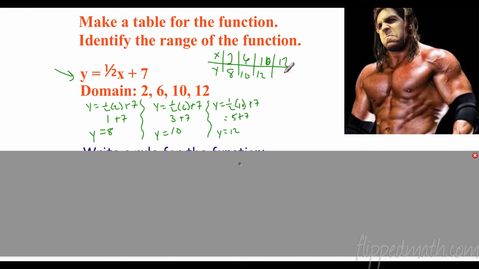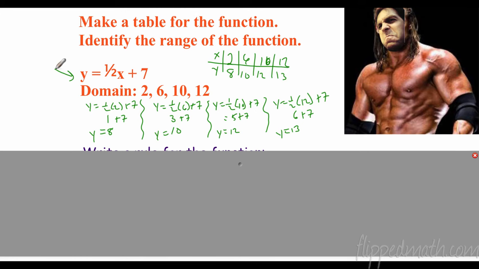All right. And last but certainly not least, we have 12, so input 12, y equals half of 12 plus 7. Half of 12 is 6, 6 plus 7 is 13. So when I have an input of 12, my output is 13.